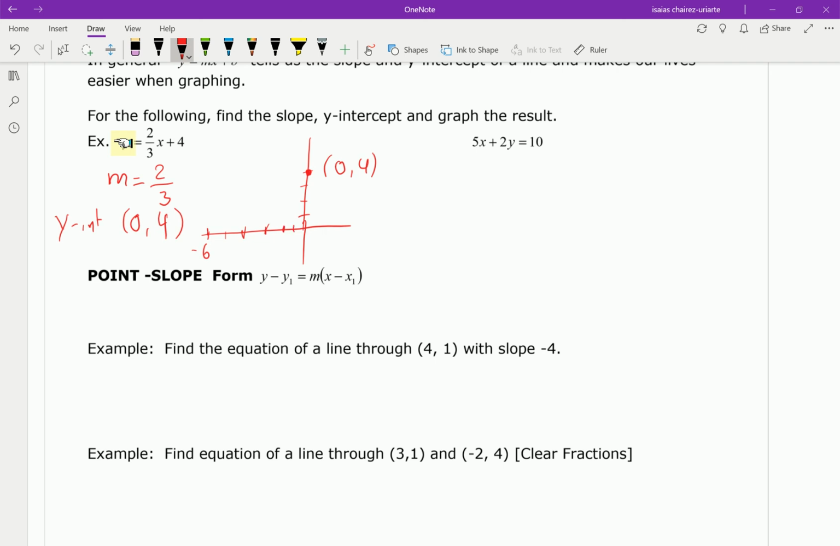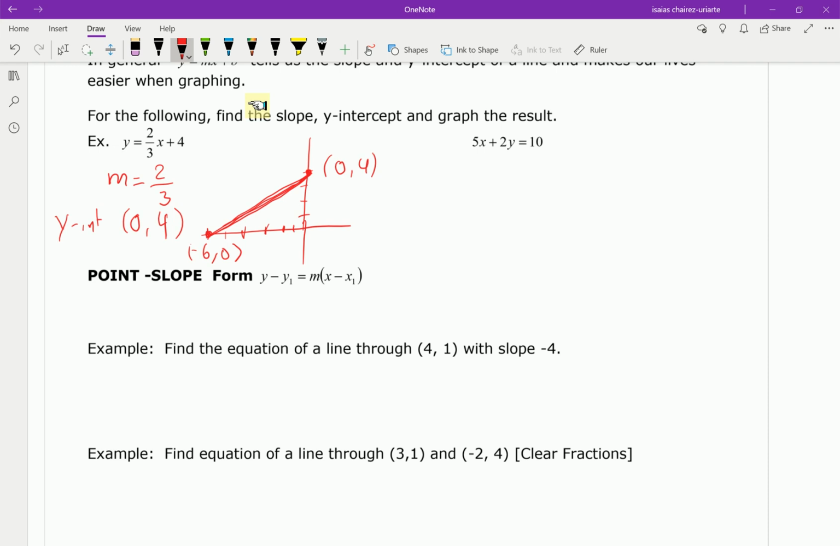And if you think about it, I'm at this point. If I go down 1, 2, and then to the left 1, 2, 3, and then I go down another 1, 2, and then to the left 1, 2, 3, I end up at this point, -6,0. So that's the x-intercept right there. And my little line just looks like that. It's my little line segment. And that's what's going on there.